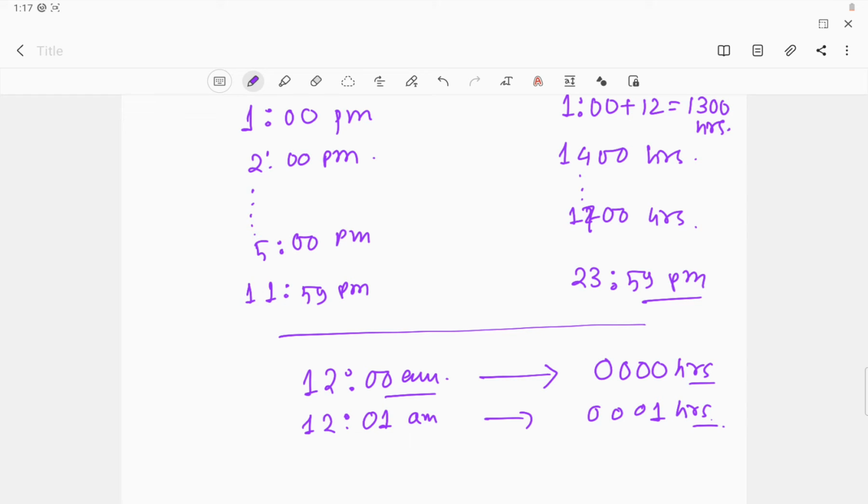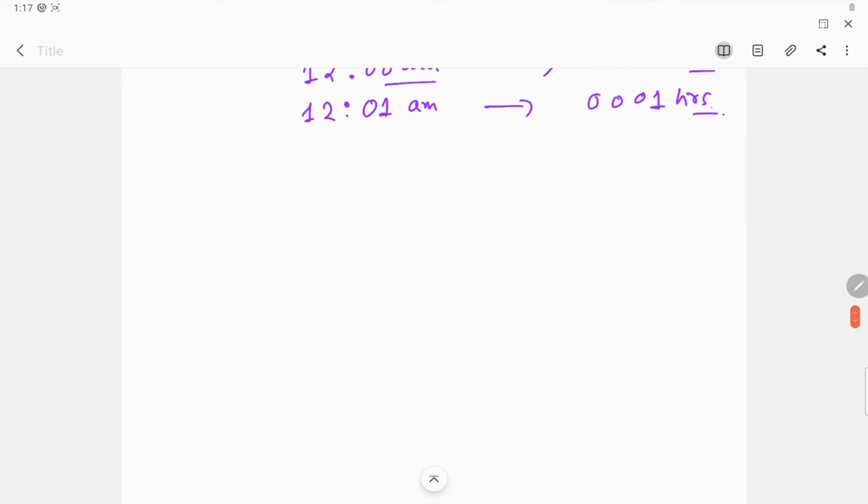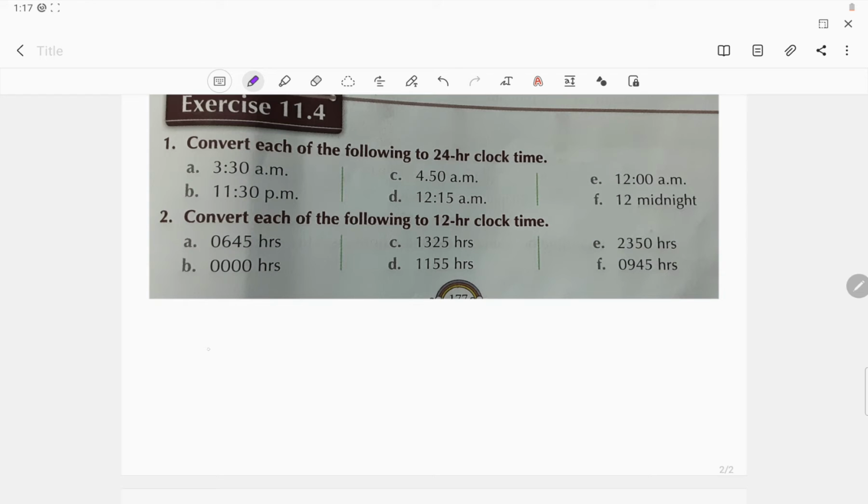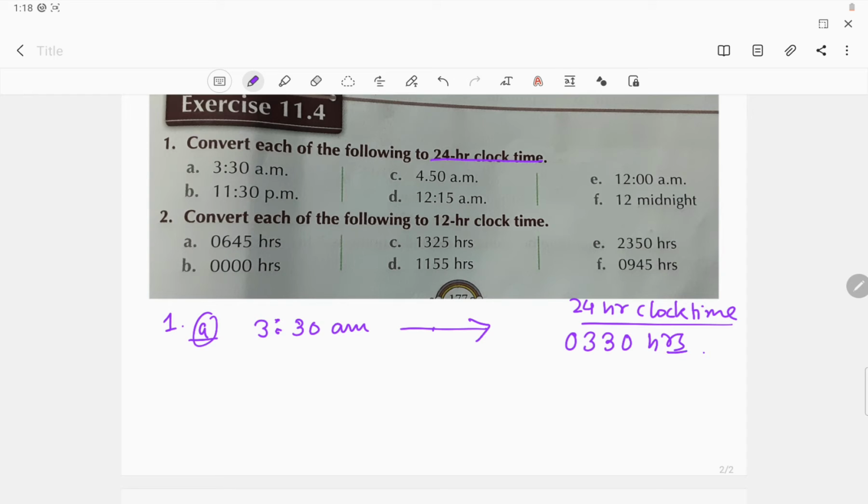Now go to exercise 11.4, question 1A. Convert each of the following to 24 hour clock time. It is given in AM, that means it is in 12 hour clock time. So 3:30 AM, but in 24 hour clock time, since it is AM, simply 0330 hours. We don't have to add 12, but when it is beyond 12 PM then you have to add 12.